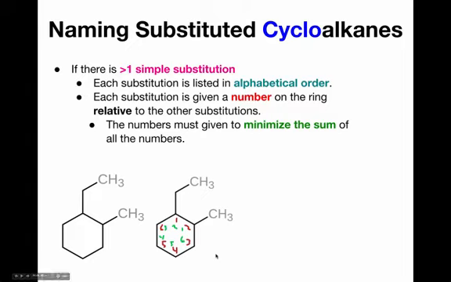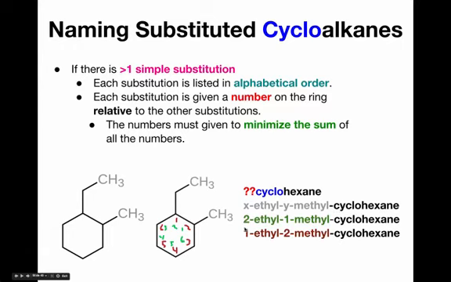And then basically we have to pick whichever one minimizes the total number. And we have to list our substitutions in alphabetical order. So the name of this molecule is going to be something ethyl, something methyl cyclohexane. And another way of writing it is X ethyl, where X is some number specified by us numbering the carbons in the ring, dash Y methyl, and the Y is going to be whatever other number that the methyl group is attached to, dash cyclohexane.